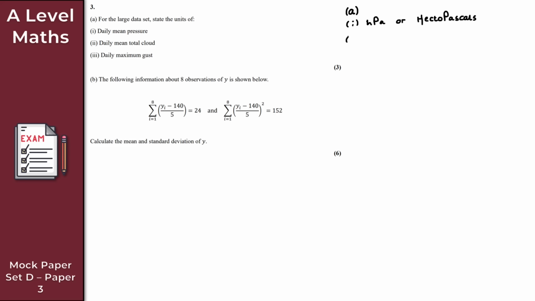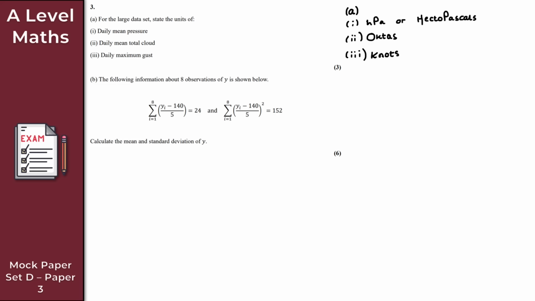A part 2 then. So this is for daily mean total cloud. So that is octas. So you just need to remember that as octas, O-K-T-A-S, like so. And then finally for A part 3 here. Daily maximum gust, that is measured in what we call knots. So knots, like so. Okay, so that's part A, part 1, part 2, and part 3. As I said, I didn't really put too much thought into it, but you do need to remember these units here. So still some good practice, right? So that is part A complete.